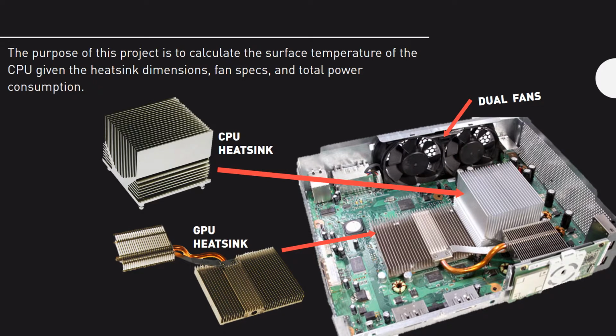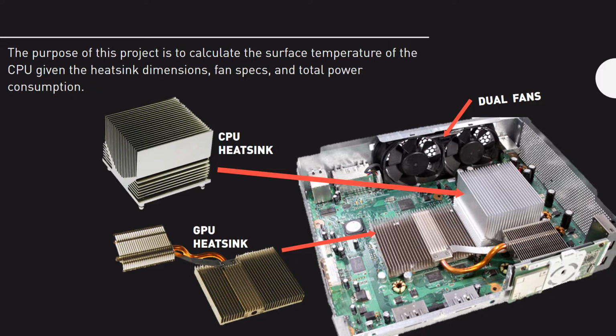The purpose of this project is to calculate the surface temperature of the CPU given the heatsink dimensions, fan specifications, and total power consumption. The ultimate goal is to create a model where the heatsink dimensions and fan specifications can be modified to optimize a CPU temperature.